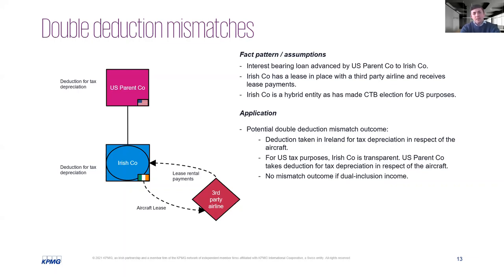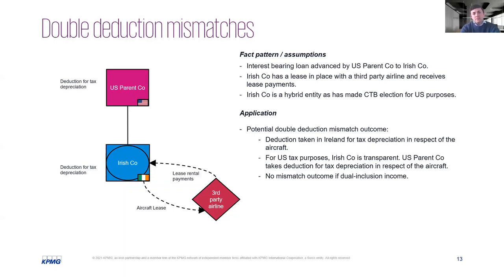So again, we have a US parent company. It owns an Irish subsidiary that's been checked open, and so the Irish subsidiary is a hybrid entity. That entity has an aircraft that's on lease to a third-party airline. So at the level of the Irish company, we have a deduction for capital allowances on the value of the aircraft. Because the Irish entity is disregarded, a deduction is also taken for tax depreciation at the level of the US parent. So again, here we have a double deduction for the tax depreciation.